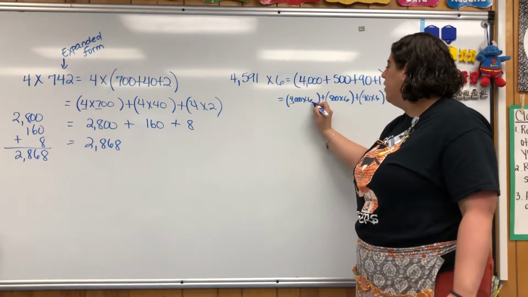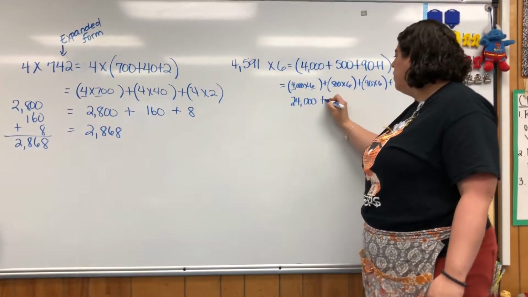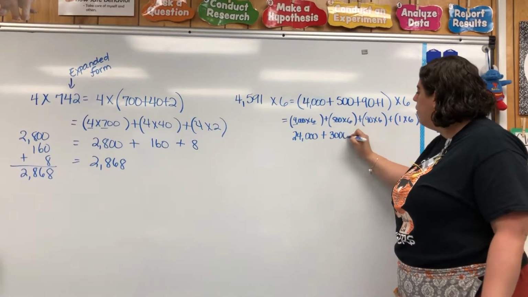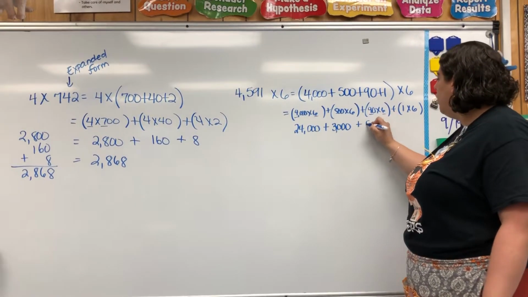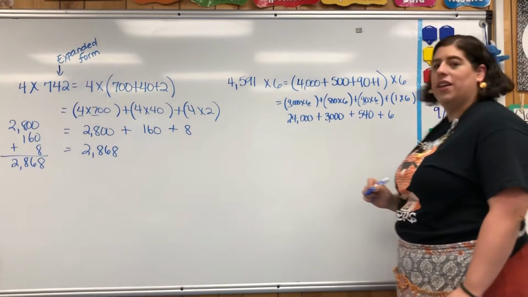4,000 times 6. Basic fact is 4 times 6, that's 24, and those 3 zeros. Then 5 times 6, that's 30, and those 2 zeros. Then 90 times 6, that's 9 times 6, 54, and that 0. And 1 times 6, the basic fact of 6.